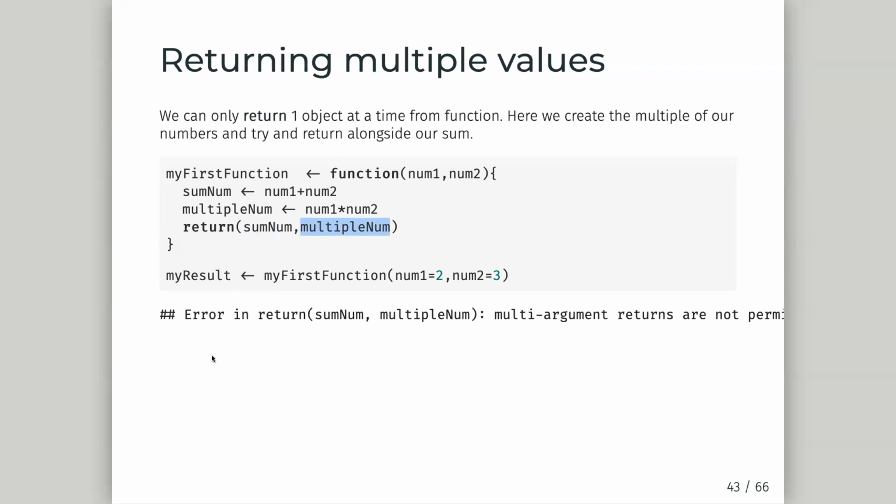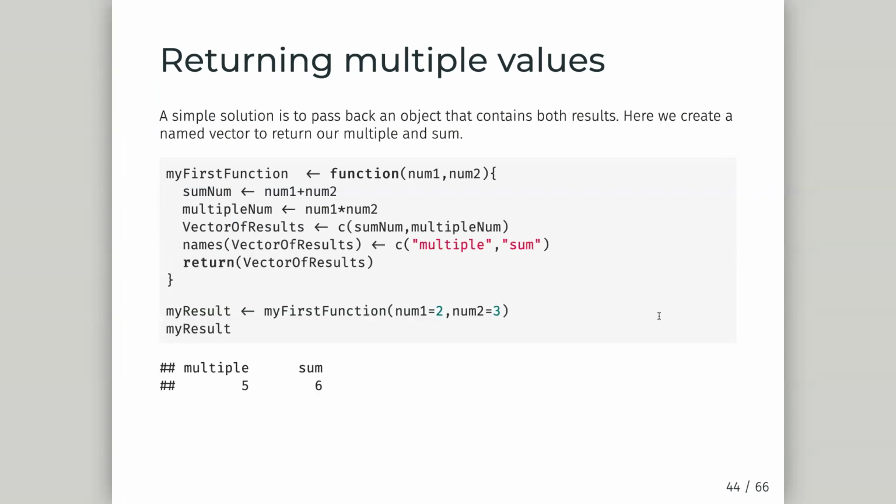So when I run this, it's going to give me an error, and it's going to tell me exactly why: multiple argument returns are not permitted. Some languages they are, right? You can return multiple things from a function as long as you assign it to multiple things. Here it's not. So I can't just return multiple things back because I'm actually only assigning it to one object. So what would actually happen here? It would be some combination of sum num and multiple num, but I have to explicitly do that in the function if I'm going to return.